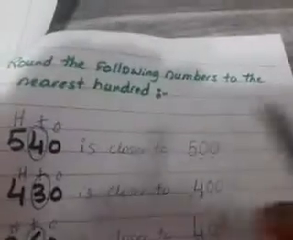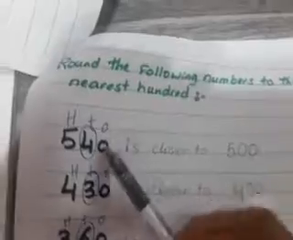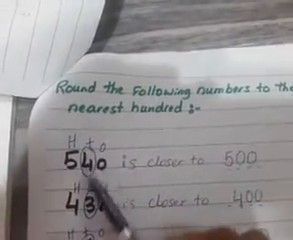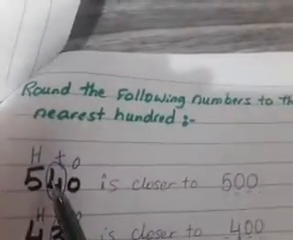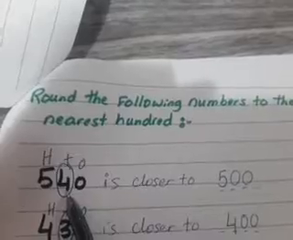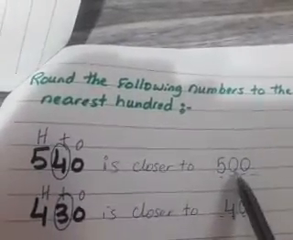The 540 is closer to, okay, let's focus on our tens. We have 3 digits, so you will focus on the middle, or on the tens. The 4, is it less than 5 or more than 5? It's less than 5, so I will write 500.